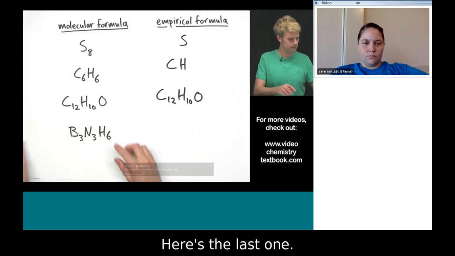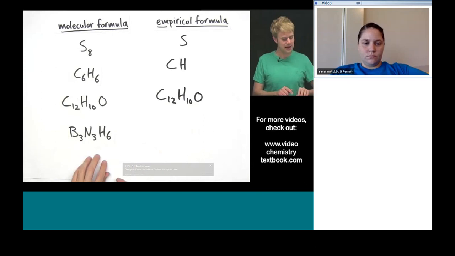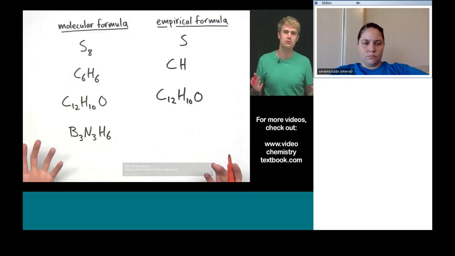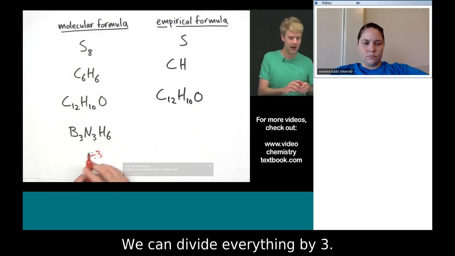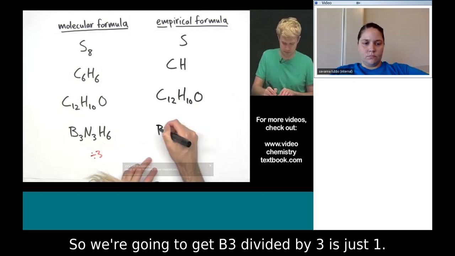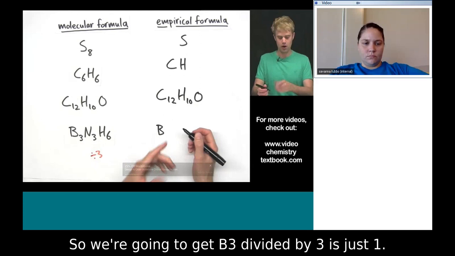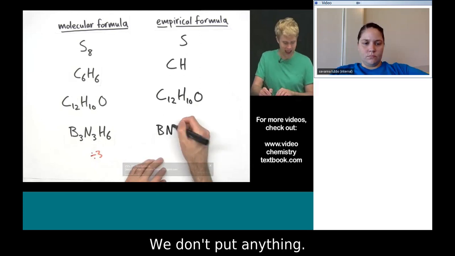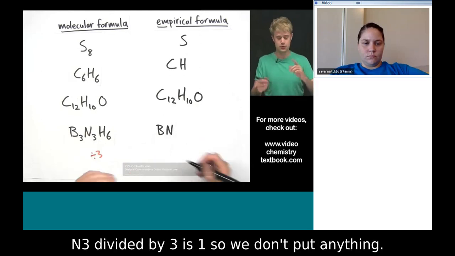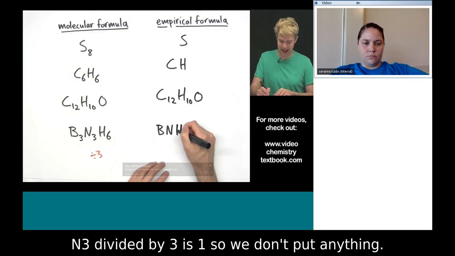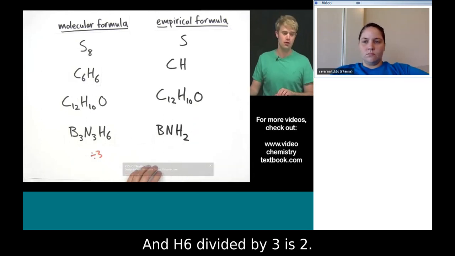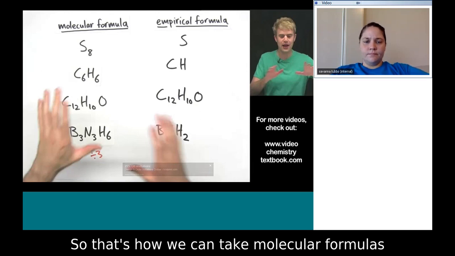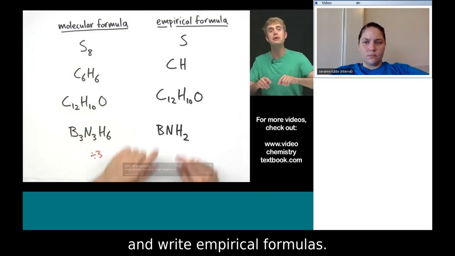Here's the last one. B3N3H6. What can we divide everything by? We can divide everything by 3. So we're going to get B, 3 divided by 3 is 1. We don't put anything. N, 3 divided by 3 is 1, so we don't put anything. And H, 6 divided by 3 is 2. So that's how we can take molecular formulas and write empirical formulas for them.